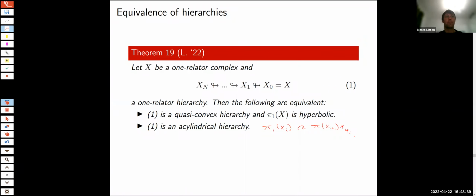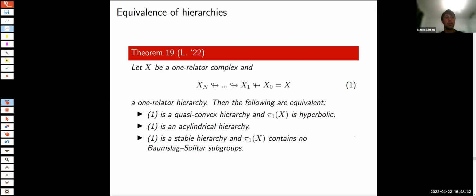At each step. And this is in turn equivalent to this being a stable hierarchy and the fundamental group of X containing no Baumslag-Solitar subgroups. Okay, so yeah, this gives you an equivalence between quasi-convex hierarchies, hyperbolicity, and stable hierarchy with no Baumslag-Solitar subgroups. And this condition is quite difficult to check.